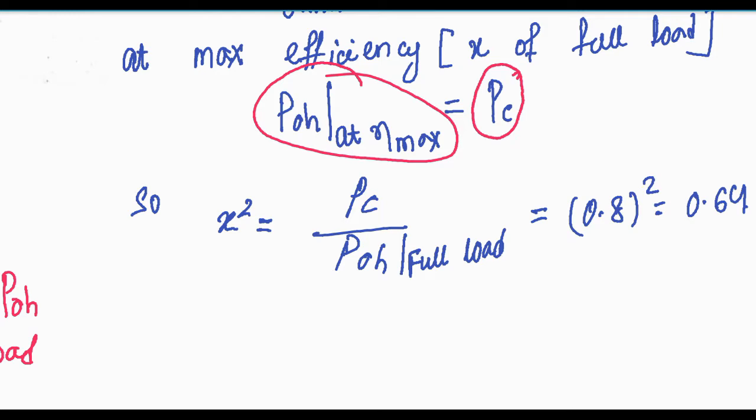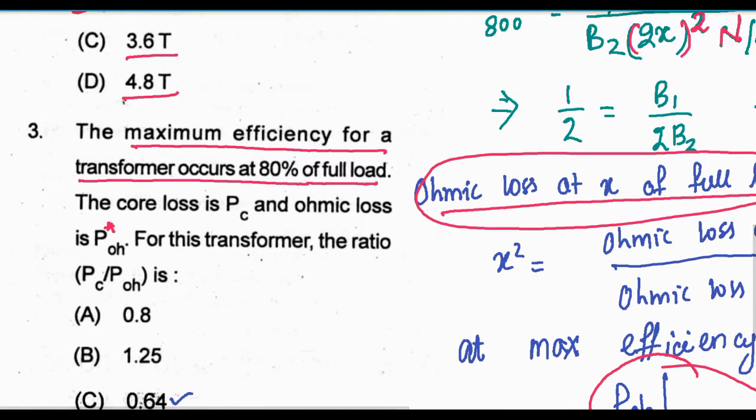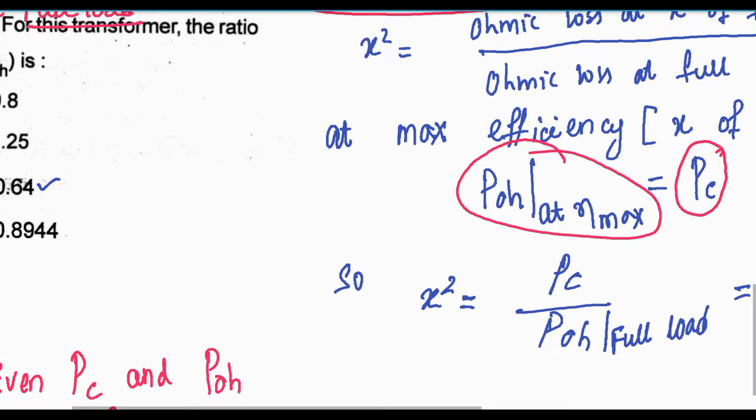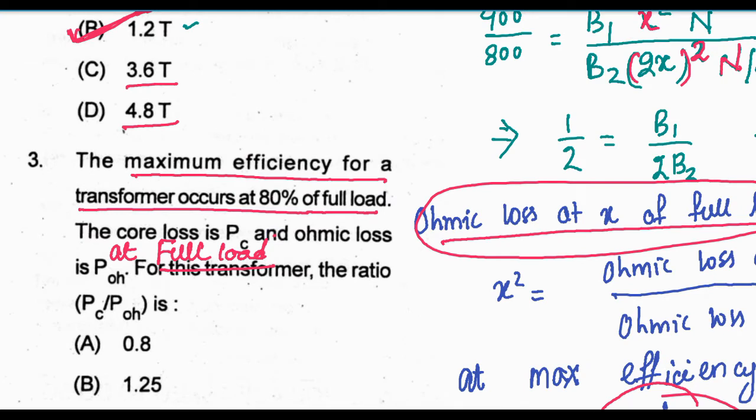This is the formula. So here in this question there is a mistake, that is the second line: the core loss is PC and ohmic loss is POH at full load. It should be mentioned at full load, because the core loss is constant for every load, but the ohmic loss is not constant. At every load change there will be a different ohmic loss, so it should be mentioned here.